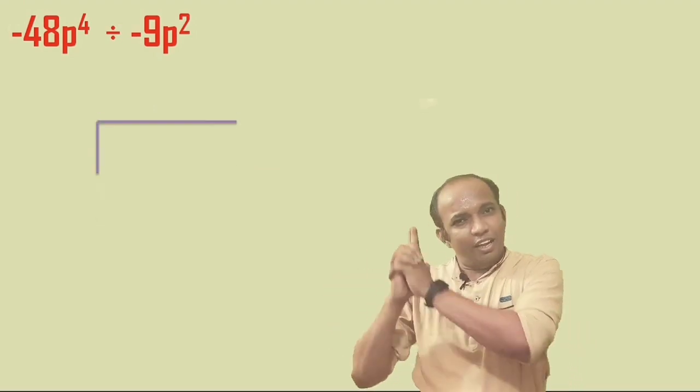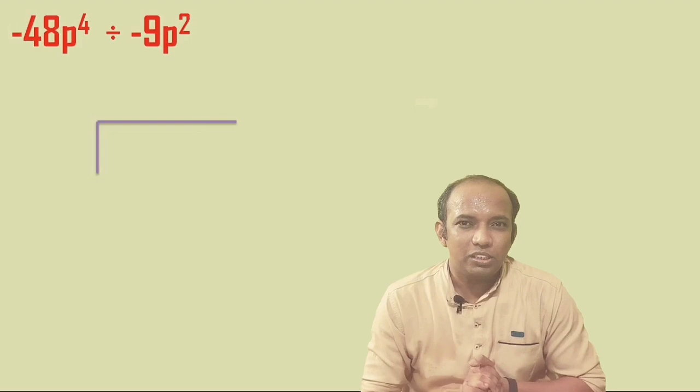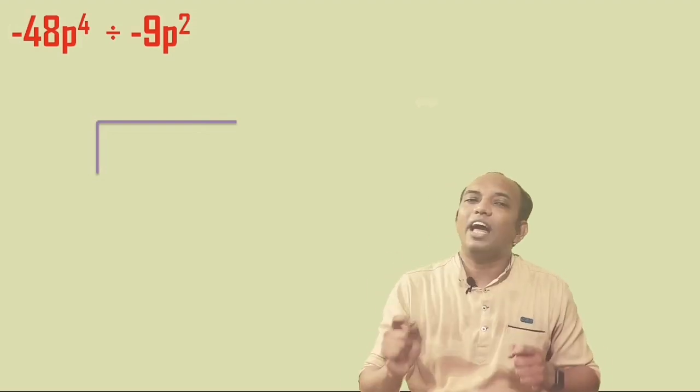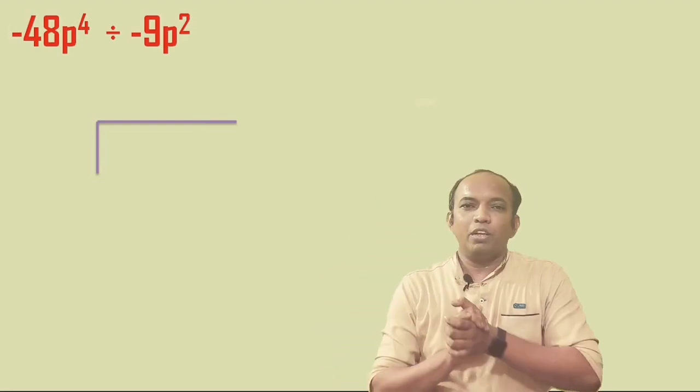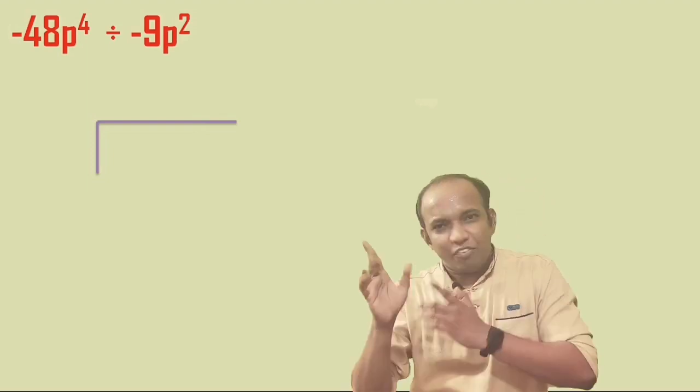Again it is monomial divided by monomial. Yes, single term only. What is the question now? Negative 48p raised to 4 divided by negative 9p square. What do you observe first of all? Both are negative. Integer rules. According to the rule, we will have positive as the sign of the final answer. So no need to worry, I know now my quotient will be positive in the final answer also.